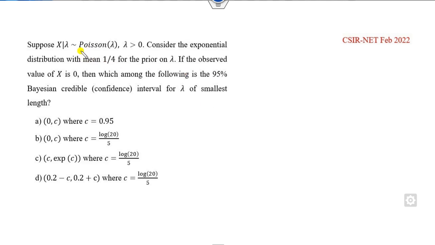Okay, look at this another one. X follows my Poisson distribution, so e raised to power minus lambda lambda to the x over x factorial. Exponential distribution with the mean 4. So this follows the exponential distribution with 4. So basically this is 4 e raised to power of this. Find the posterior. What is the posterior?